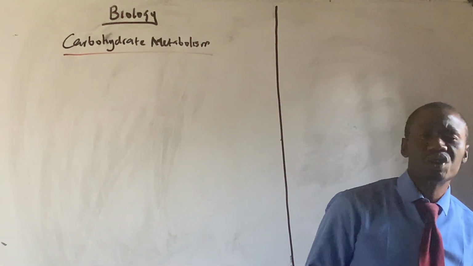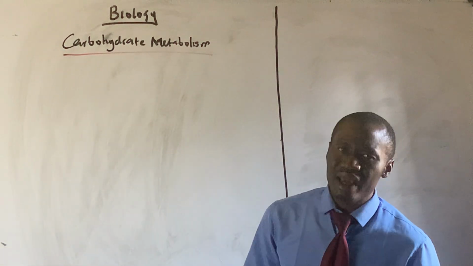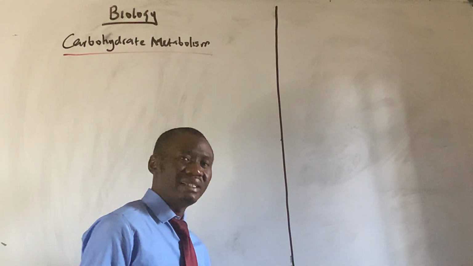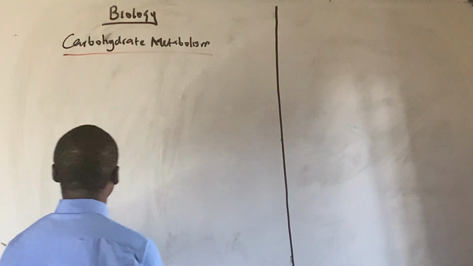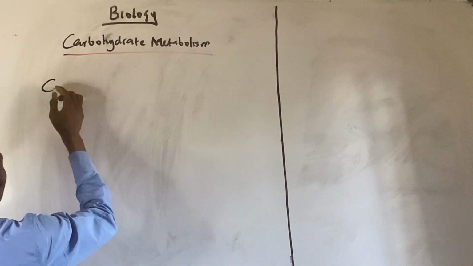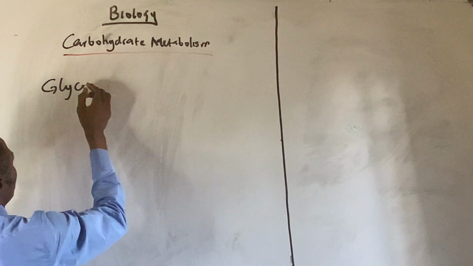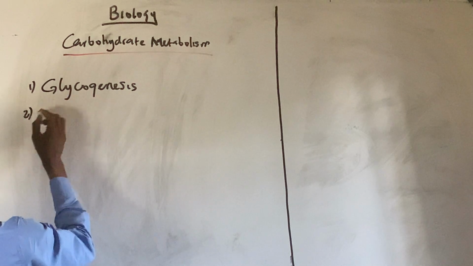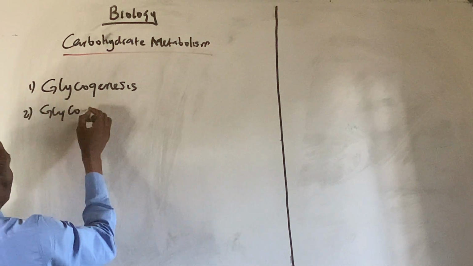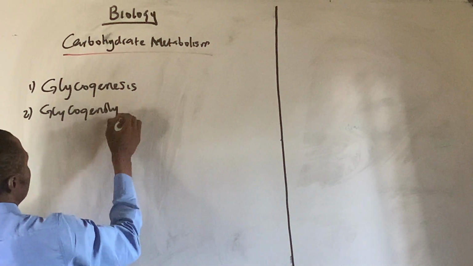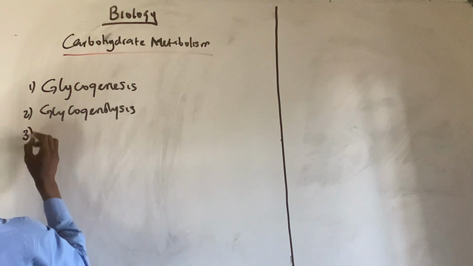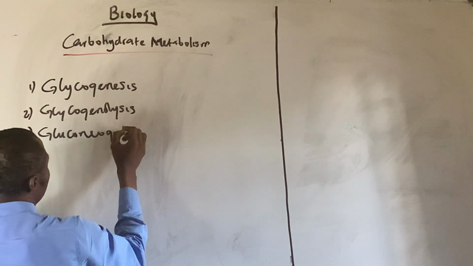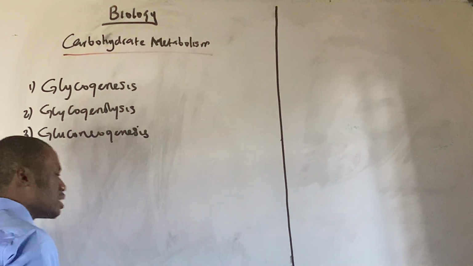In this video, we want to look at the processes involved in carbohydrate metabolism. Carbohydrate metabolism is carried out in the liver, and the following processes are involved. Number one is glycogenesis. Number two is glycogenolysis. Number three is gluconeogenesis. Now, let's pick up the first one.